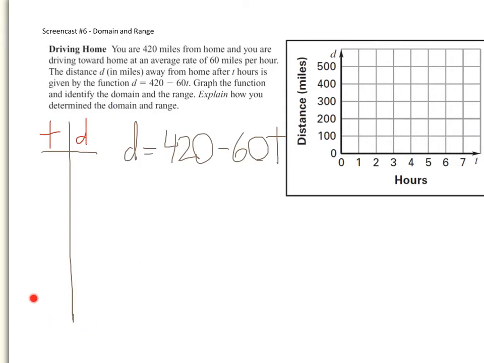Now, let's look at over here. Here we've created our input-output table. But in class we did x and y. Well, keep in mind, those variables, x and y, can literally be anything. So we're using t and d here because that's what is used in the equation.